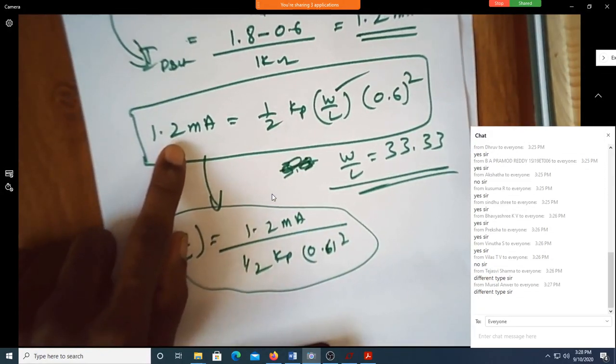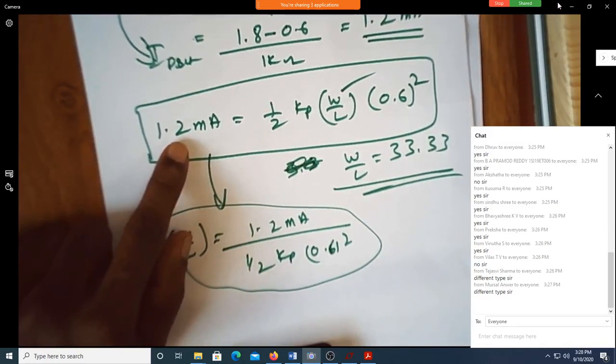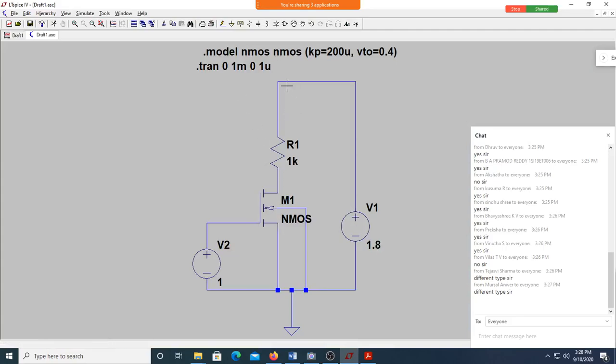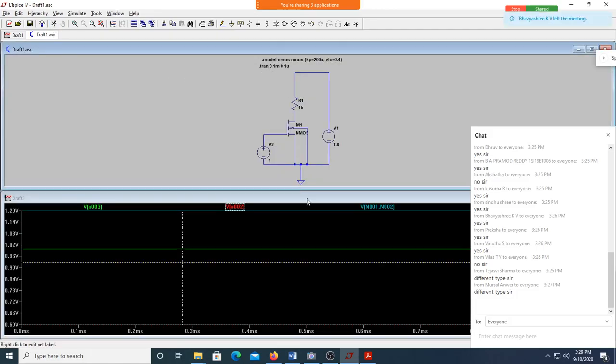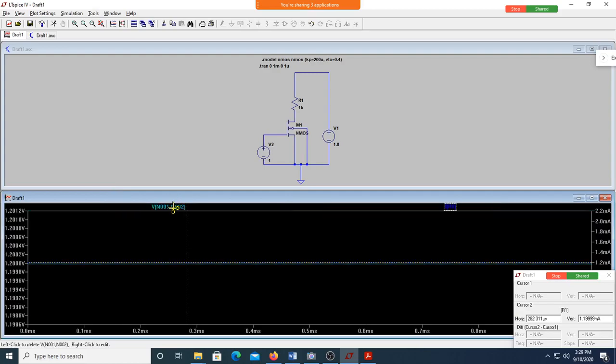How much is the current? 1.2 milliampere. This is milliampere, yes, sir. Okay, now let me just go there. Is this fine? KP 200, VTO 0.4. Shall I run? Yes, sir. Let me take out everything, let me just delete them. This I'll delete, this I'll delete, this also I'll delete.